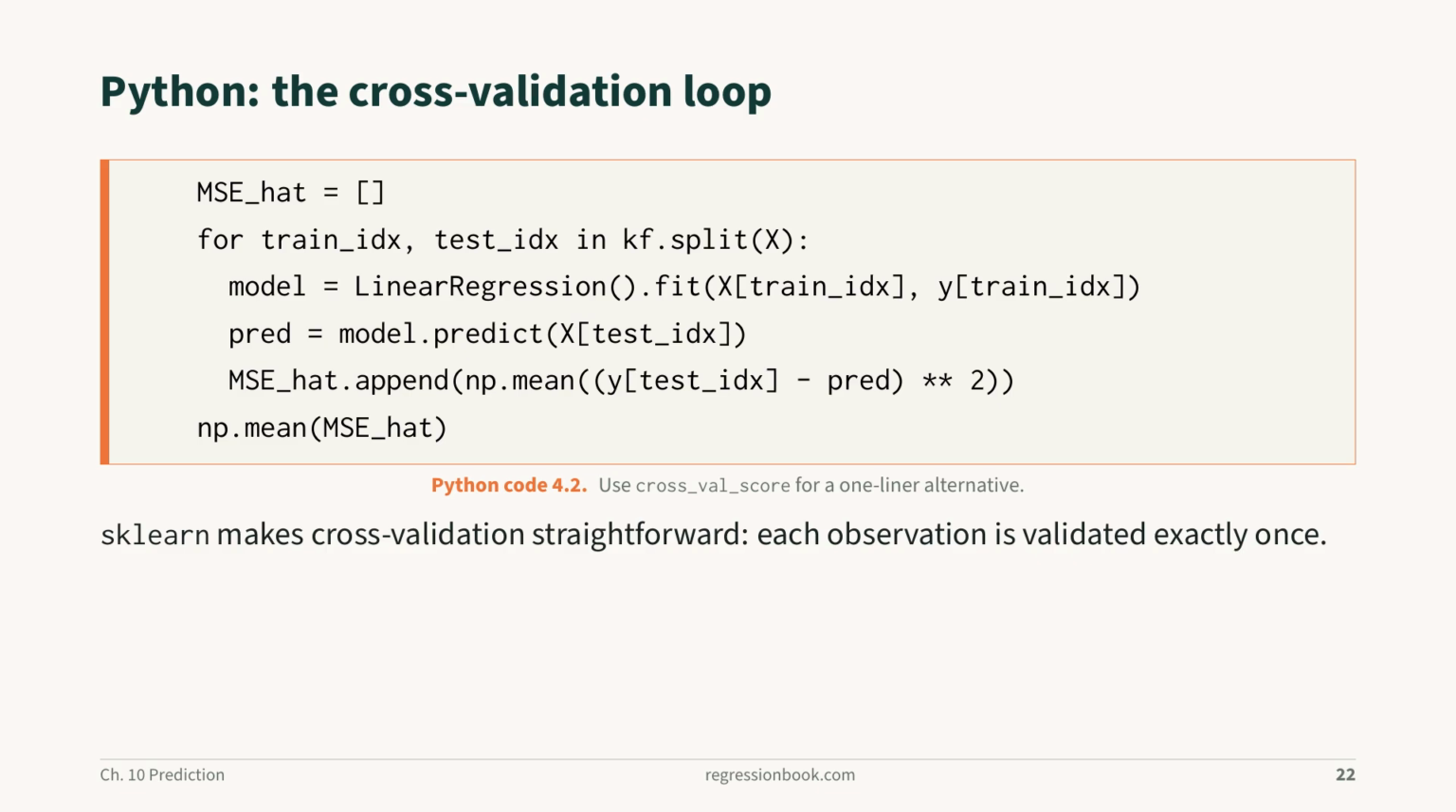The Python loop receives training and validation indices from the splitter. It fits a linear model only on the training rows, predicts the held-out outcomes, records the mean-squared error, and finally averages across folds. The software offers a one-line cross-validation score as well, but this explicit loop is pedagogically valuable. It shows exactly where the separation occurs. Whenever you build a more complex pipeline, every data-dependent step must also be fitted inside that training portion.